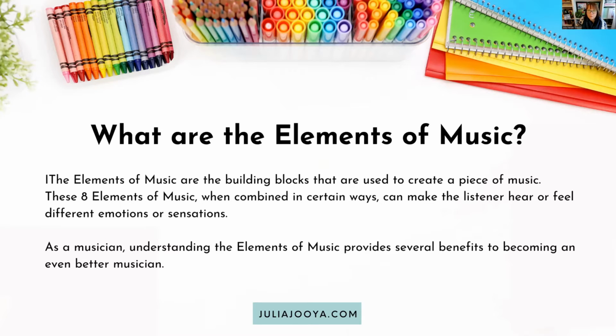But before we get started, what are the 8 elements of music? The 8 elements of music are the building blocks that are used to create a piece of music. These 8 elements of music, when combined in certain ways, can make the listener hear or feel different emotions or sensations. And we all know that when we listen to, say, a theme song for a horror movie, or if you're watching a movie and there's one of those scenes where you know something's happening because of the music. Okay, so that's what we're talking about here.